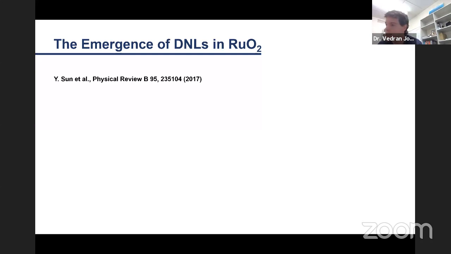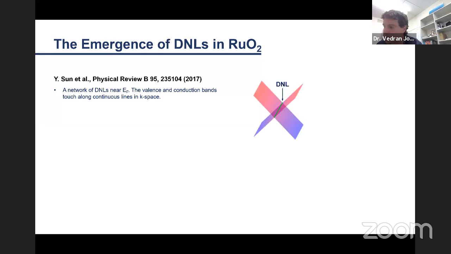So let's take a look at the significance of this non-symmorphic symmetry in ruthenium dioxide, which was recently discussed in the framework of topology and relativistic physics in a very nice theoretical paper by Jan Sun. So if you look at this paper, it essentially tells an experimentalist who wants to measure the band structure of the material, what does it tell an experimentalist? It tells us that the symmetry considerations in conjunction with theory predict a network of these so-called Dirac nodal lines close to the Fermi level.